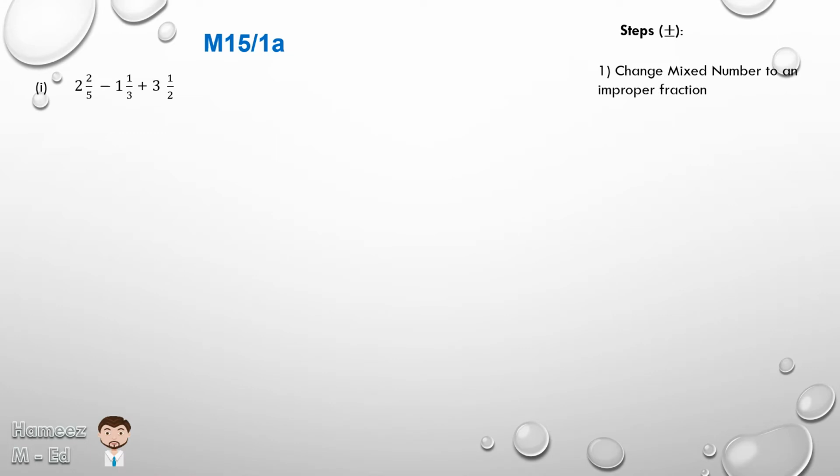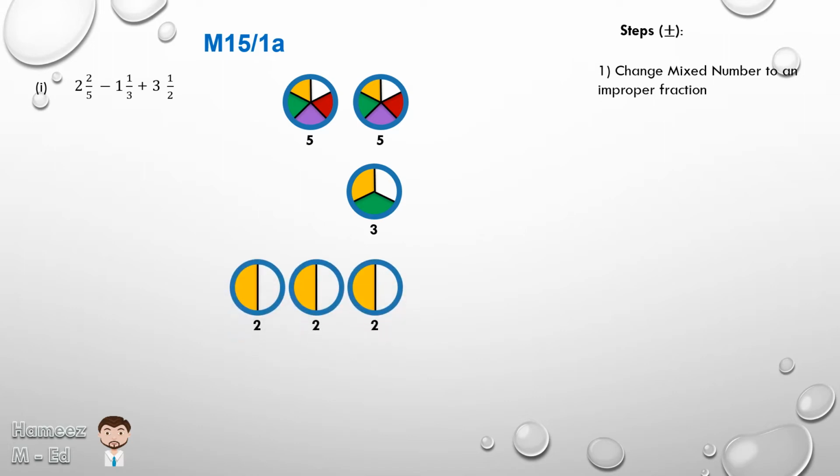So 2 2/5 means that we're cutting up the wholes into 5 parts. 2 wholes will mean 5 and 5, 10 parts, and 2 more will be 12 over 5. The second, 1 1/3, means we're cutting up the 1 whole into 3 parts. So that gives us 3 and 1 more, that's 4 over 3. And the last one, 3 1/2, means 3 wholes, each one is cut up into 2 parts. So that's 2 and 2, 4 and 2, 6, and 1 more, 7 over 2. As such, this gives us 12 over 5 minus 4 over 3 plus 7 over 2.